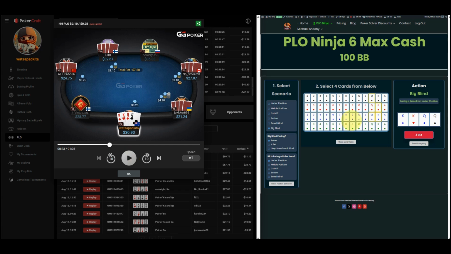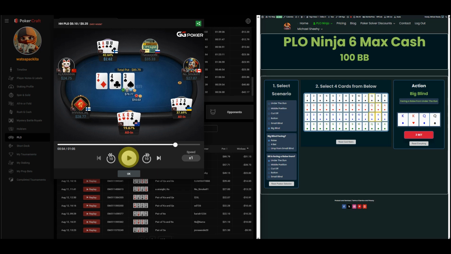Yes, so PLO Ninja's not going to cover this action because that's sort of a limp, a raise, a call, 3-bet, which are pretty hard to discern. I guess the question is, should I put all the money in pre-flop, which I did. So I think we could simulate a similar scenario, such as all the money goes in and I lose, obviously, which is beside the point.